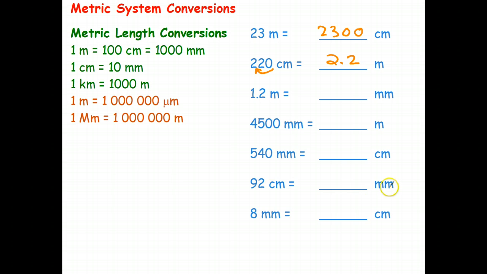Okay, I'm going to try one more just down here. 92 centimeters to millimeters. Well, centimeters are bigger than millimeters, and therefore I have to multiply big units to small units. There are 10 millimeters in 1 centimeter, and 92 times 10. I move my decimal point 1 place to the right, and I get 920 millimeters.